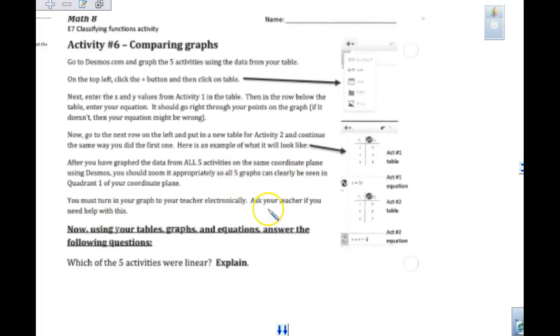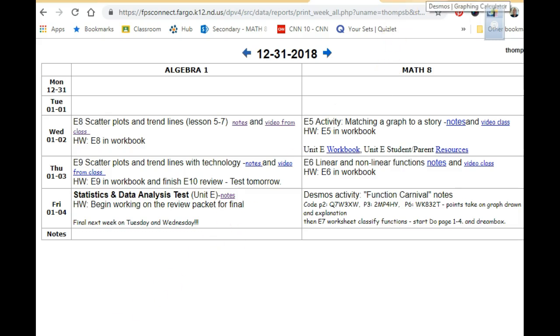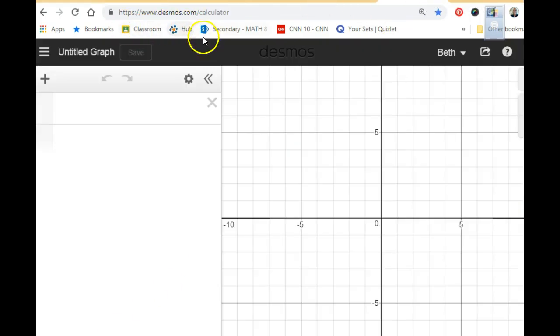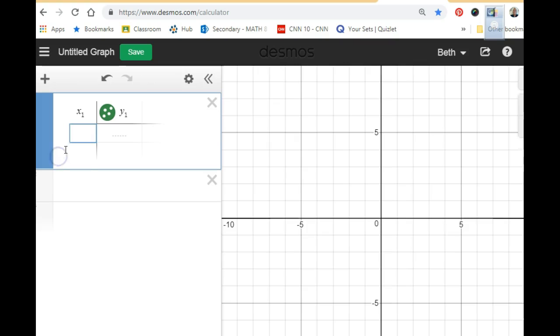You must turn in your graph electronically to me, so when we log in, I'm going to show you what I want you to do. And I actually will just have you show me, and once you show me, you can click that off. So what I would like you to do right now is go to Desmos.com on your computer. We're going to click the plus button, and we are going to the table. So do that right now.